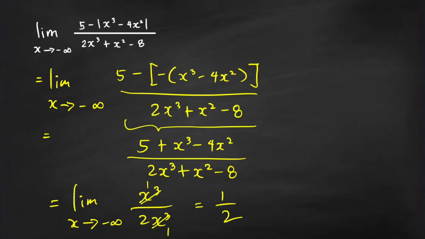But you can determine quickly the limit of this expression just by looking at it. The numerator is dominated by x cubed, and x cubed is a negative number as x goes to negative infinity. So the absolute value of x cubed is just the negative of x cubed. So minus negative x cubed is just positive x cubed, and then the numerator and denominator have the same degree. Therefore, the limit is just the ratio of the coefficients, which is 1 over 2.